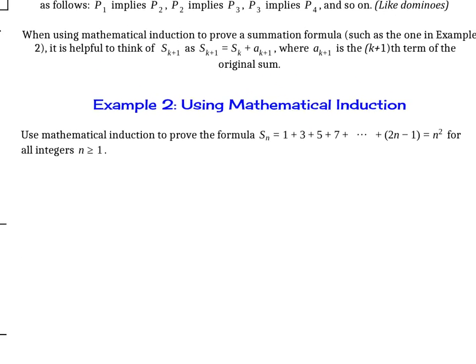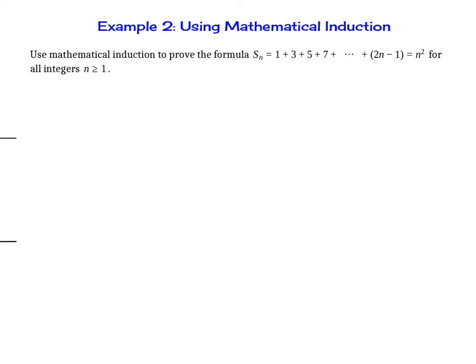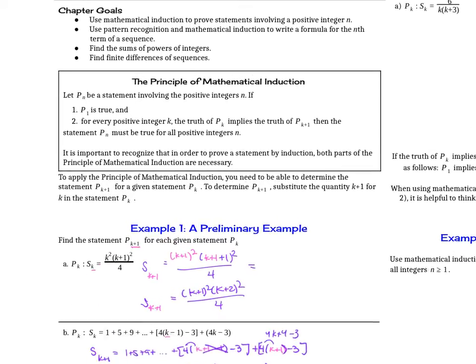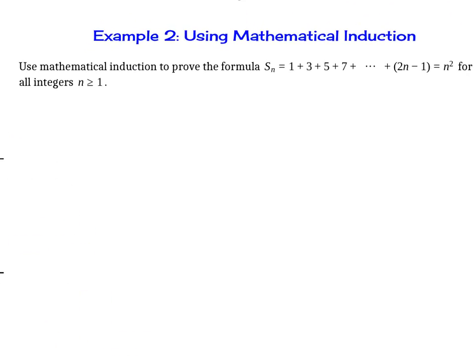So now we're going to use mathematical induction to prove the formula here. S sub n equals 1 plus 3 plus 5 plus 7 plus and so on, plus 2n minus 1, and that equals n squared for all integers n greater than or equal to 1. So first, remembering at the beginning, we have to prove that P_1 is true. So this is what you write.